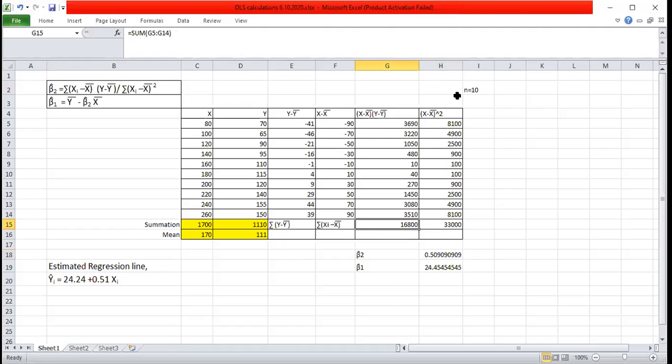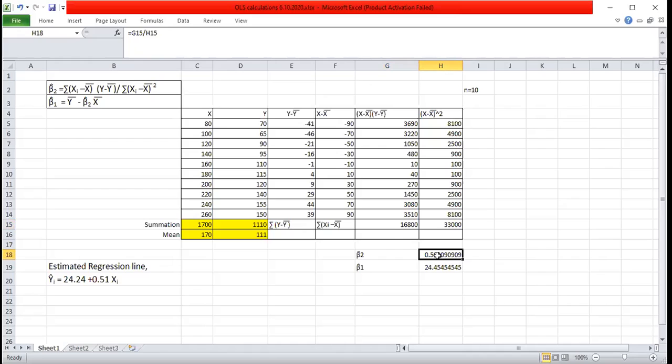16,800. Then I tried to find xi minus x bar whole square. Here, you have xi minus x bar, I squared that. So I got xi minus x bar whole square. I got that, and you need the summation, I summed here. You got this. So now, beta 2 hat is the ratio of this by that. That's what we did here.